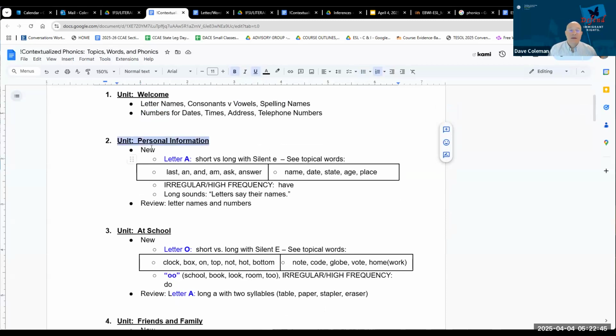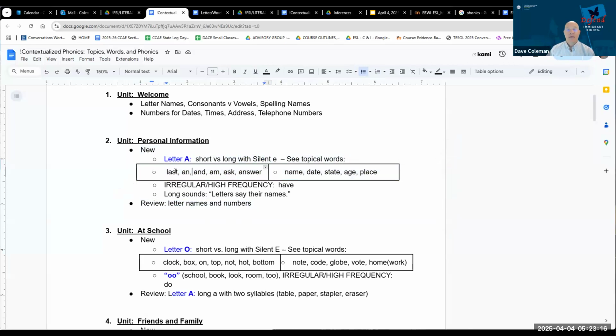The way we set this up is that there are bullets for new and then some kind of review. So you're always reviewing, and you might need to review more depending on your students, but this is just a suggested starting place. So what is new? Well, the letter A. What about the letter A? Short versus long, and long with a silent E. And so we give you some words that are topical that you learn in this unit from your book, or if you're talking about this topic with your students.